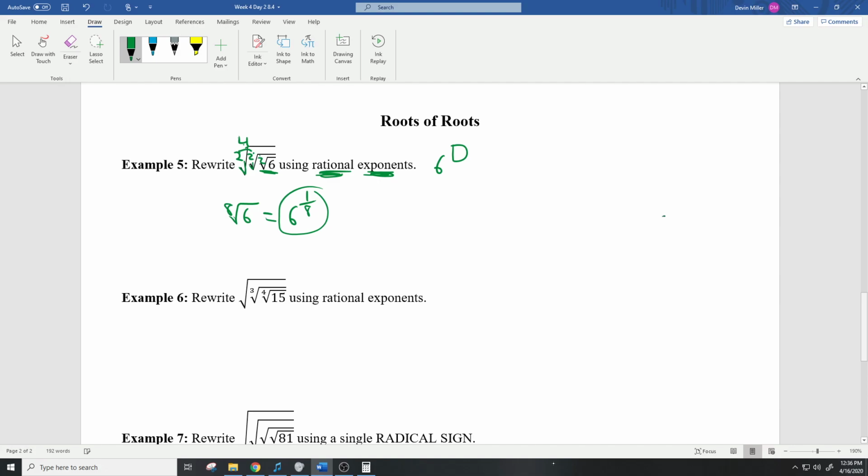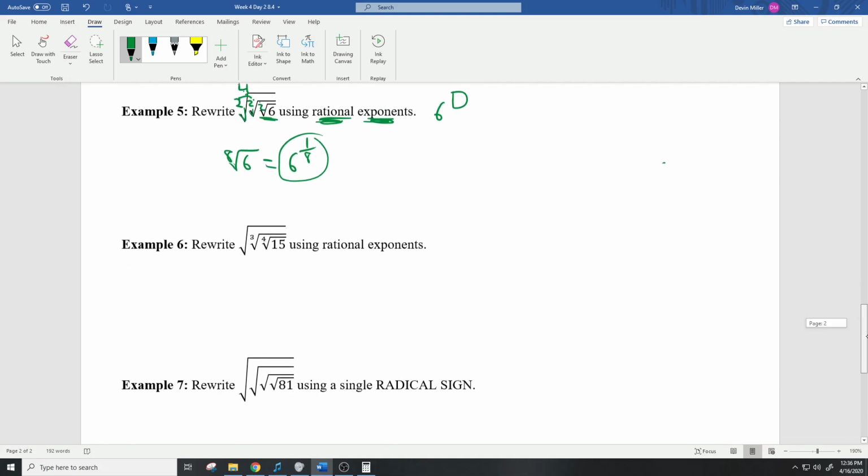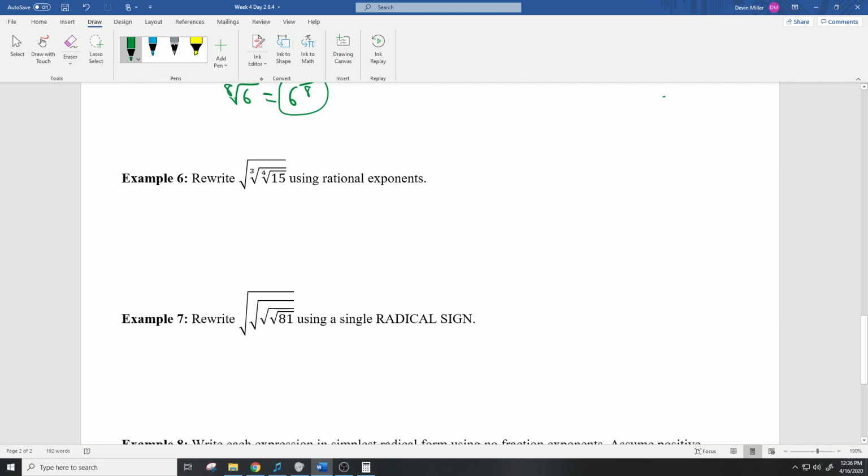Our example 6. Same idea, just different numbers now. We have a square root, a cube root, a fourth root, and then 15. Again, see if you can actually simplify this inside here, fourth root of 15. That number is not in the chart. 15 is just 3 times 5, so you can't do anything with that. We can still put a 2 here because it's a square root, and we're going to do the same process. We're going to multiply all these indexes together.